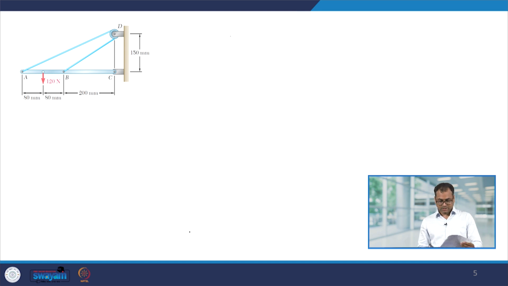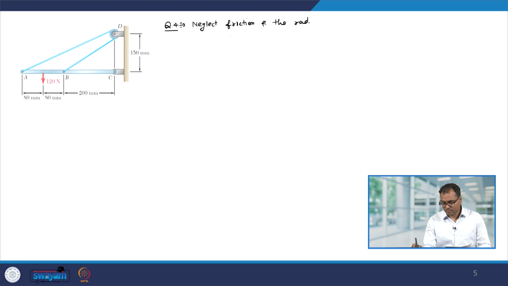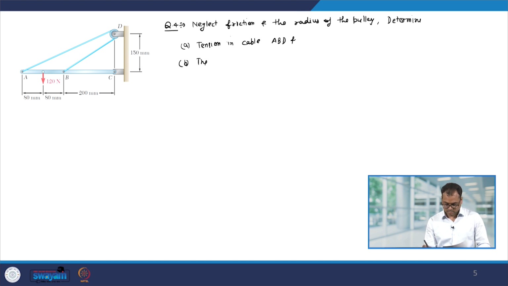Now, let us look at the next question, and here the problem statement is following: neglect friction and the radius of the pulley, determine A, the tension in cable ABD, and B, the reaction at C.